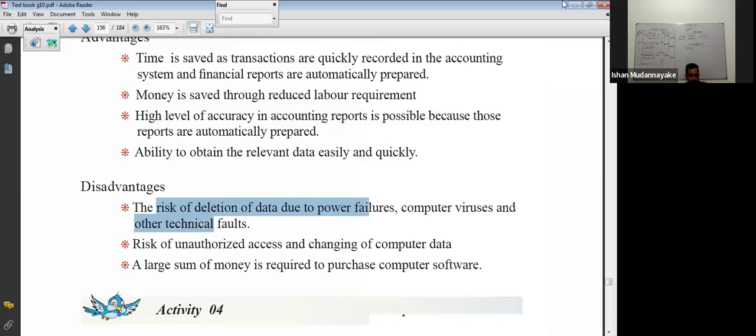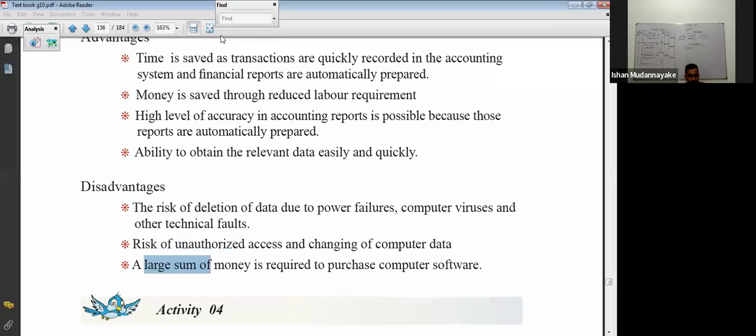Disadvantages. First one: the risk of deletion of data due to power failures, computer viruses, and other technical faults. Please highlight the risk of deletion of data. Second one: risk of unauthorized access and changing of computer data. Please highlight risk of unauthorized access. Hackers may enter into your system.